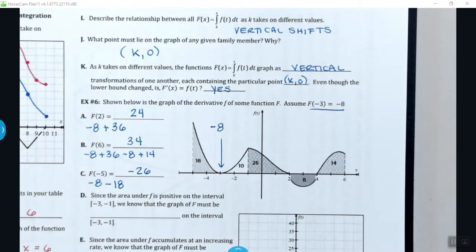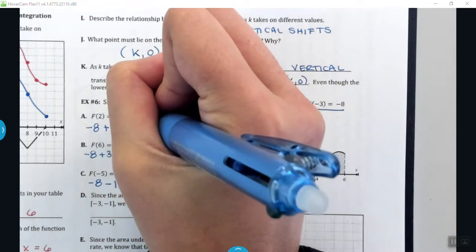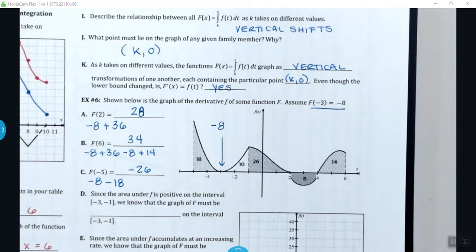Isn't A 28 roughly? Oh yeah, thanks. You're right. Okay. Got it? This one I'm going to save for you guys at the end.